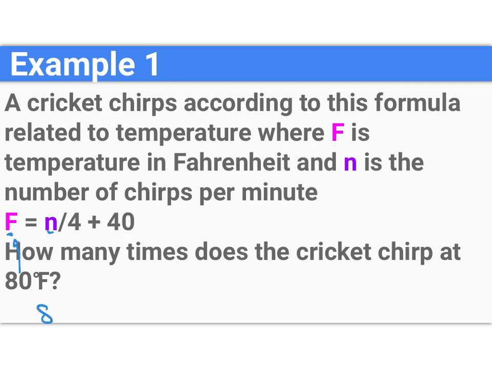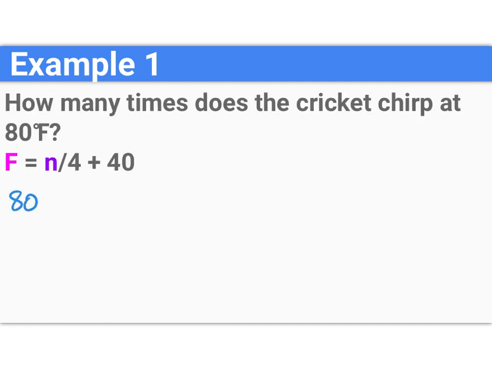We're going to substitute n over 4 plus 40, and we will get the number of chirps. So 80 equals n over 4 plus 40. We're going to subtract 40 from both sides, and 40 equals n over 4, times 4. You get 160 equals n. So that's a cricket chirping 160 times at 80 degrees Fahrenheit.